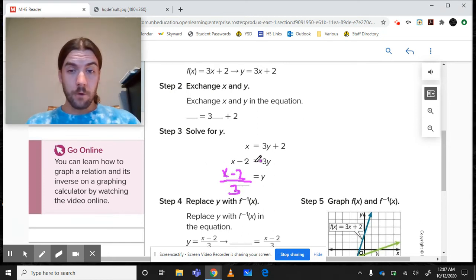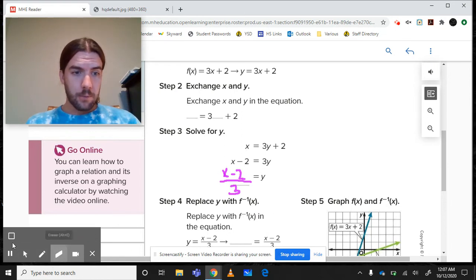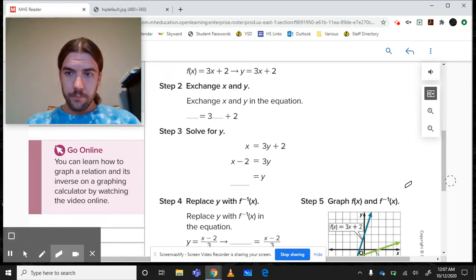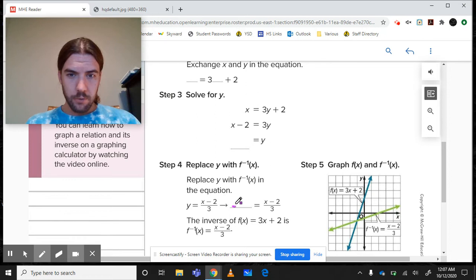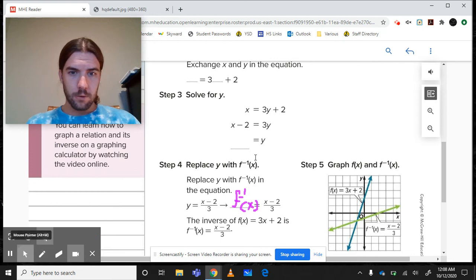Okay, so this is our inverse equation. If we want to write it in function notation again, then we can write it just like this. We can say that x minus 2 over 3 is the inverse function, f inverse of x.